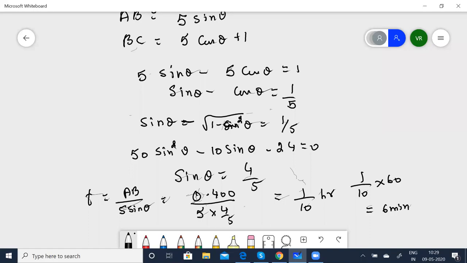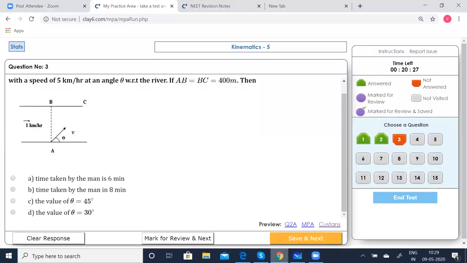So let's see which option is correct. Yeah, A is correct. Pick that. Go to the next question.